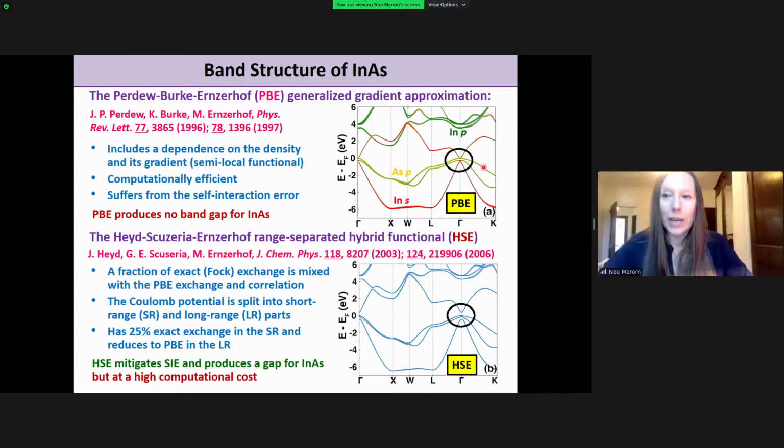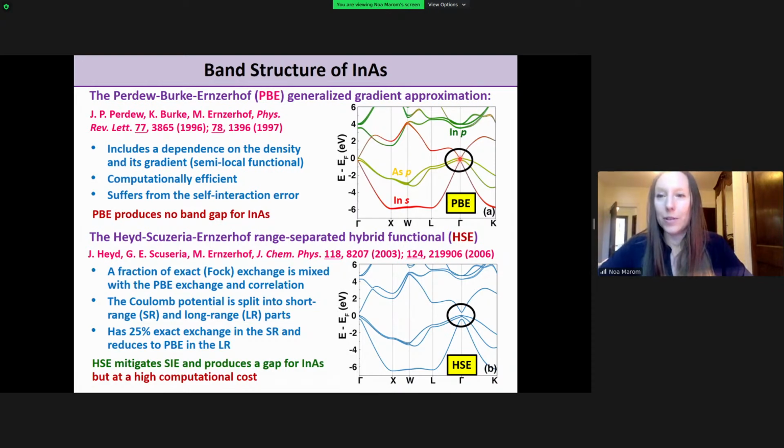Yeah, so we can project the band structure on the different orbitals to see the contributions of different orbitals. So you can see here, for example, that the arsenic p orbitals and the indium p orbitals contribute here to the top of the valence band and the bottom of the conduction band. And so these would be the orbitals that you want to apply the value of U to.